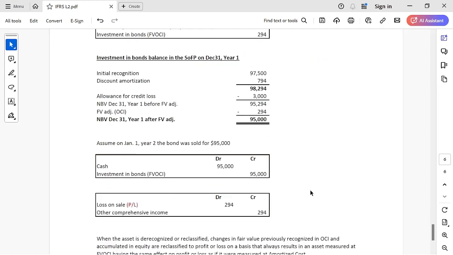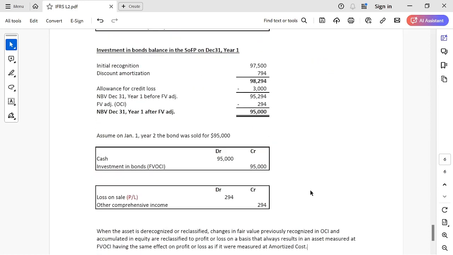Okay, let's follow up with the example and see. Okay, the company decided to sell the bond now at $95,000. So it's going to be debiting cash and crediting the investment in bond for 95,000.